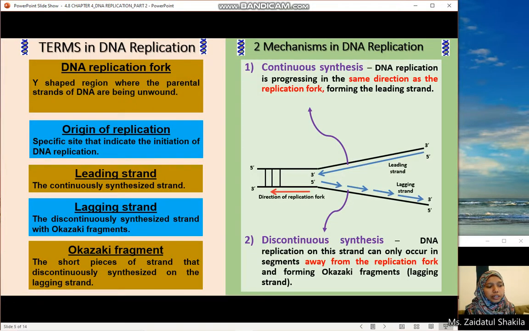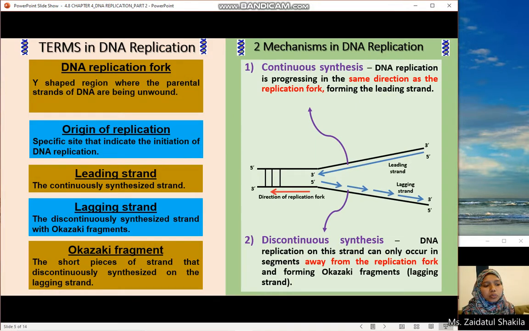You have already identified the type of model during DNA replication, which is semi-conservative. Now, let's discuss more on this process itself. First, you need to know some important terms such as DNA replication fork, origin of replication, leading strand, lagging strand, and Okazaki fragment. Those important words need to be kept in mind until the end of this discussion.